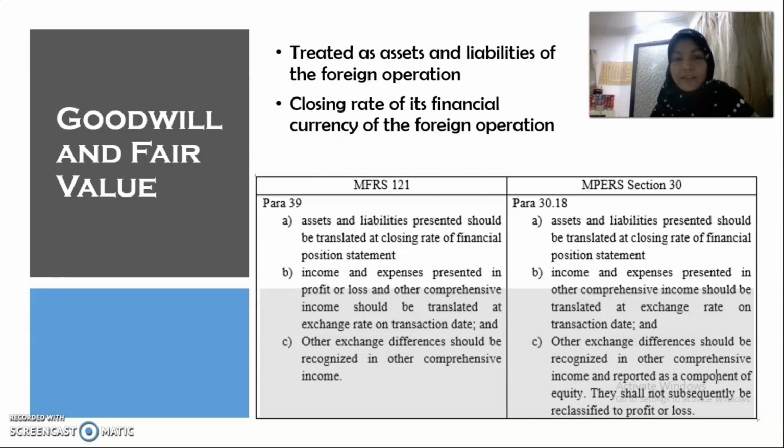Both of them have the same information, which is that assets and liabilities presented should be translated at the closing rate of the statement of financial position. Income and expenses presented in profit or loss and other comprehensive income should be translated at the exchange rate on the transaction date, and other exchange differences should be recognized in other comprehensive income. So these are the similarities that both MFRS and MPERS have.